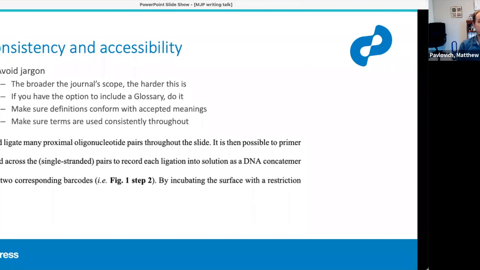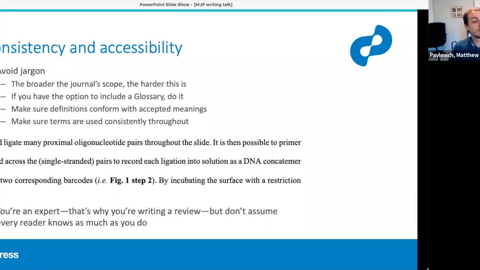This is fine if you're writing for your own audience. It might be fine for writing a grant. It's not really fine for writing a review for a broad scope journal. Again, you're an expert. That's why you've been invited to write the review, but don't assume that every reader is as much an expert as you are.